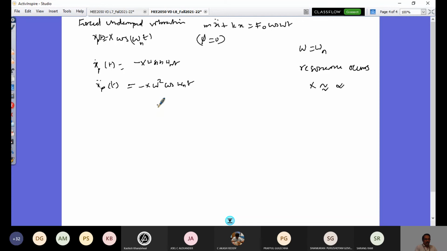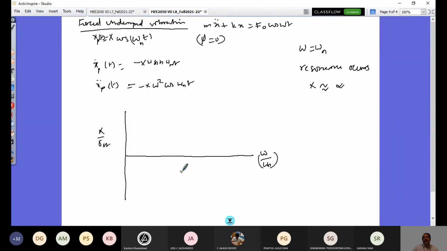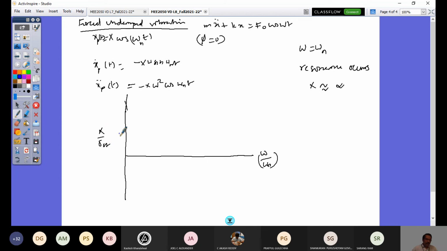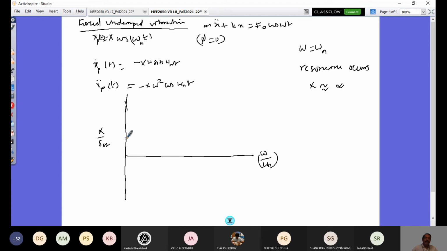That's going to be something like this. So what is the plot for this case? I take my magnification factor on the vertical axis, and on the horizontal axis, I have the ratio omega by omega n. For a forced undamped vibration system, I would have my response something like this. So it will be from 1. This ratio is 1, 2, and so on. So from 1, it goes up like this.